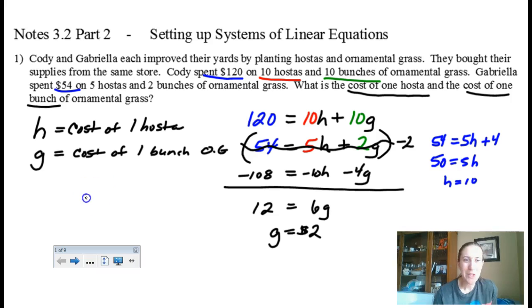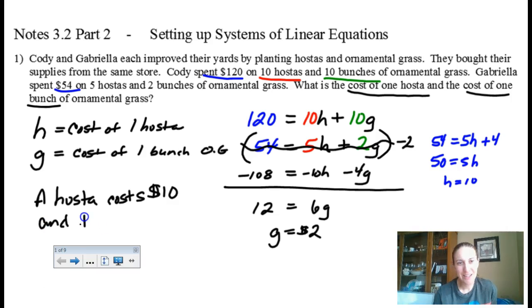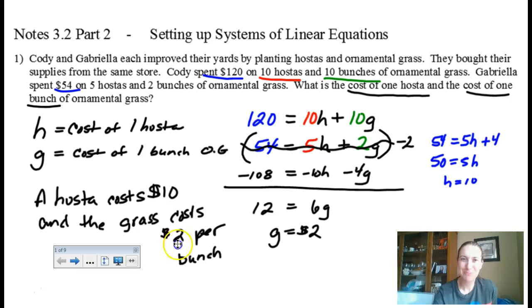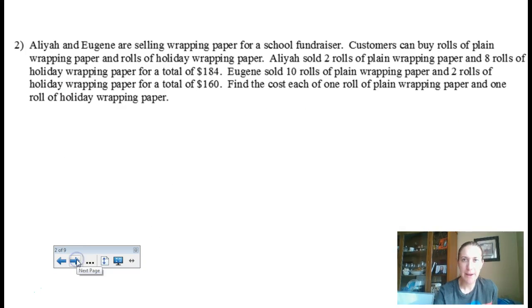So we are going to write out our solution in real world people talk. So a hosta costs $10, and the grass costs $2 per bunch. All right, there you go. So that's probably the last one that I'm actually going to go through and solve.